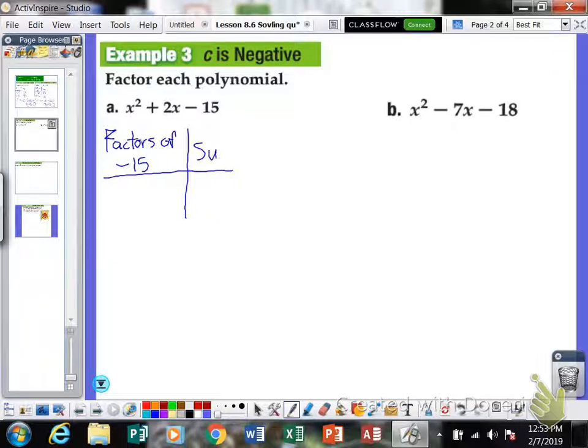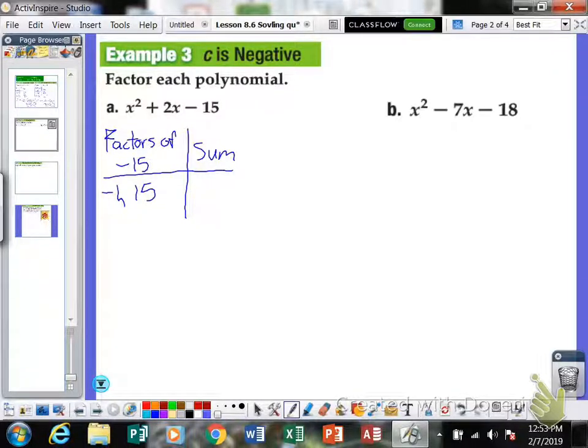And then we have our sum. Remember, one of these factors is going to be positive and one is going to be negative because our c is negative here. And we also have to keep in mind that we want the product of these two terms to be negative. So we have negative 1 and 15.